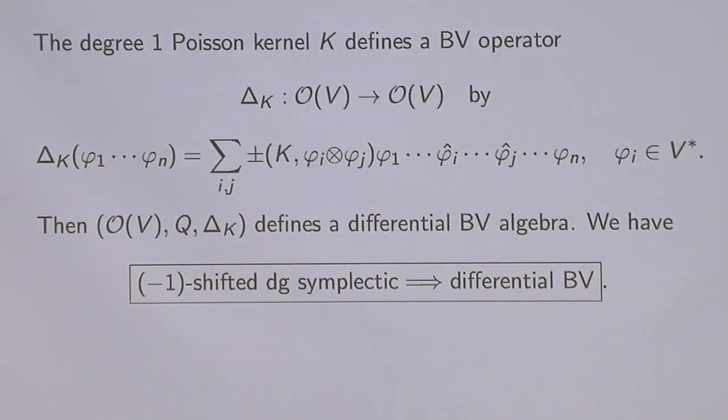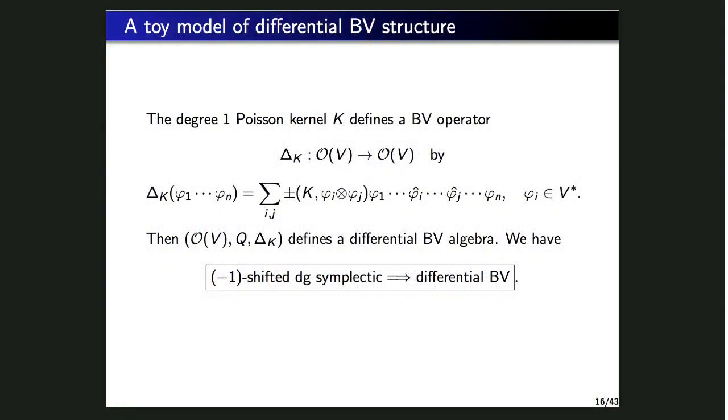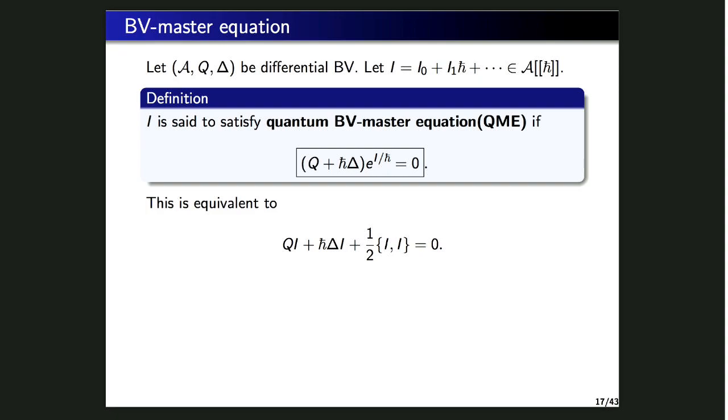The slogan here is that if you start with a -1 shifted DG symplectic space, you get a differential BV algebra. And that's actually a very naive toy model. By toy model, I just mean that this is finite dimensional. Now we're going to explain a bunch of notions from the data.